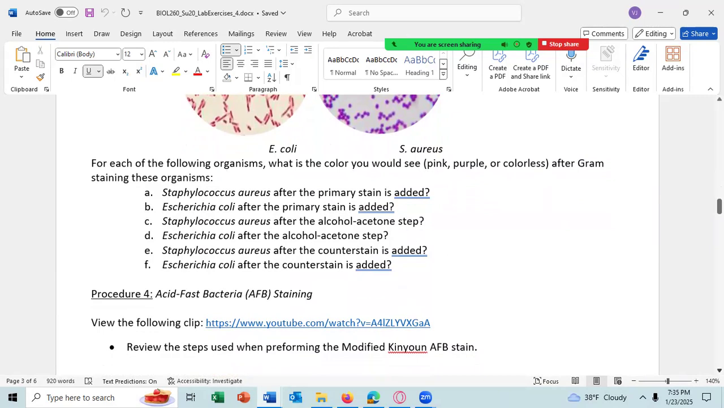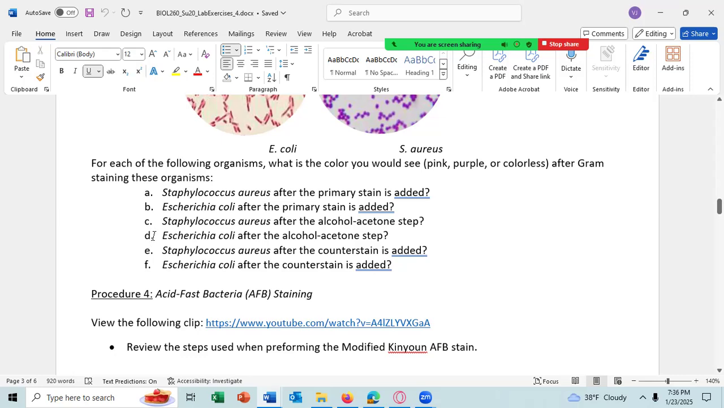Then do procedure 3A. Tell me the color of Staphylococcus aureus after the primary stain is added. And the color should be pink, purple, or colorless. And then give me procedure 3B. E. coli, what's its color after the primary stain is added? Write it here.